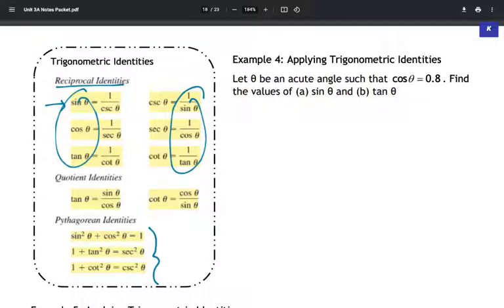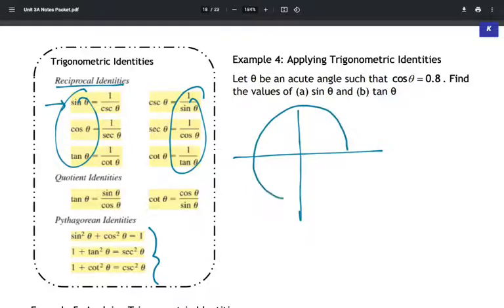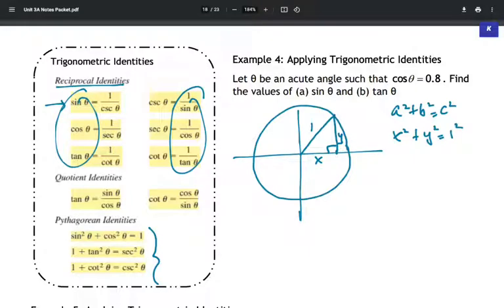Okay, so something I want you to think about is the fact that we have a unit circle where my radius is 1. And then we've been talking about it where we draw a right angle to the x-axis where this is the x value and this is the y value. And if I wanted to use the Pythagorean theorem with this picture, I would say x squared plus y squared equals 1 squared.